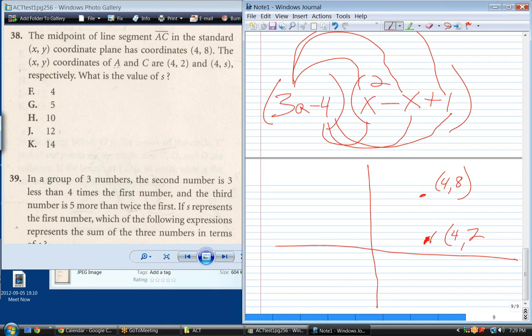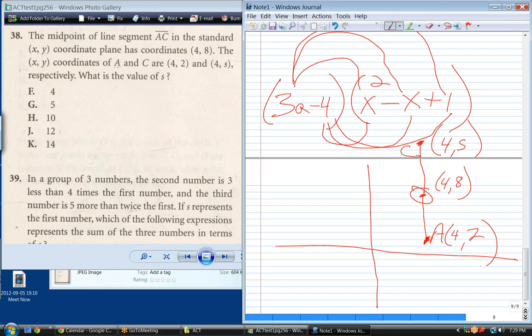And that's point A. And point C is 4, S. Well, 4, S is way up here because 4, 8 is the midpoint. And the coordinates of C are 4, S. So we have a straight line here where that's the midpoint. Great.